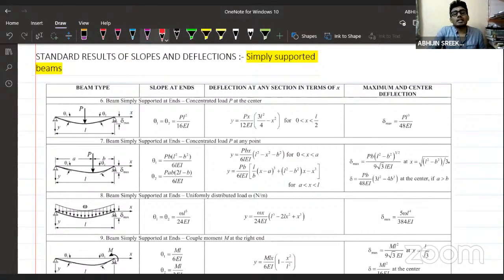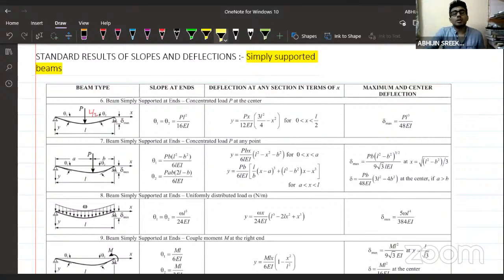So what are the standard results of slopes and deflection in a simply supported beam? Here also, I will tell you the important equations you have to remember. You can take a screenshot of this or keep it in your mind. Both are fine. Here we have a simply supported beam with a central point load P, acting at a distance L by 2 from both ends. What is the maximum value of the slope and where will it occur? And what is the maximum value of the deflection and where will it occur?